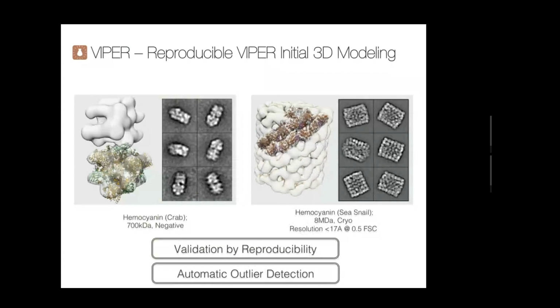The ab initio 3D reconstruction of SPHIRE is reproducible VIPER, or RVIPER. With this, we added validation by reproducibility and automatic outlier detection on top of the basic algorithm we call VIPER. Each figure shows the result at the right, and the input ISAC class averages at the left. Remarkably, VIPER can achieve a resolution higher than 10 angstrom by itself when the quality of the dataset is good.